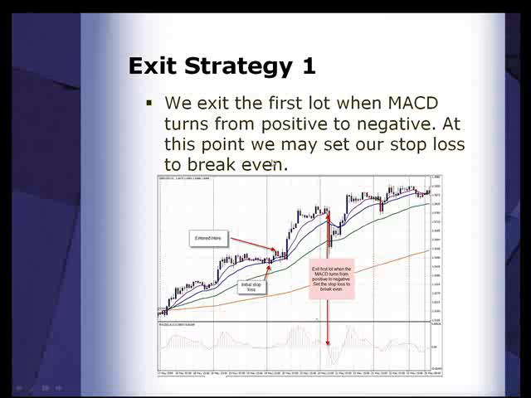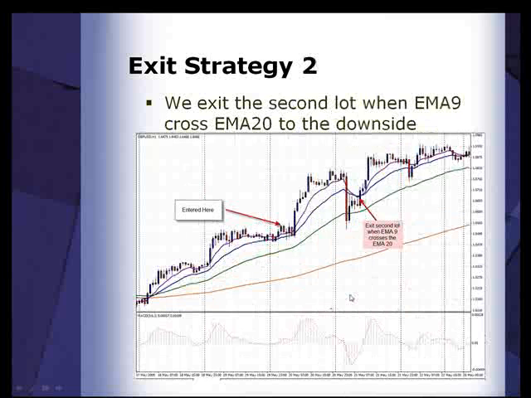We exit the first lot when the MACD value turns from positive to negative again. On this chart that happened here. And we exit our second lot when the EMA 9 crosses to the downside of the EMA 20, and that actually happened just a little while later. So we exit in this trade both lots profitably.